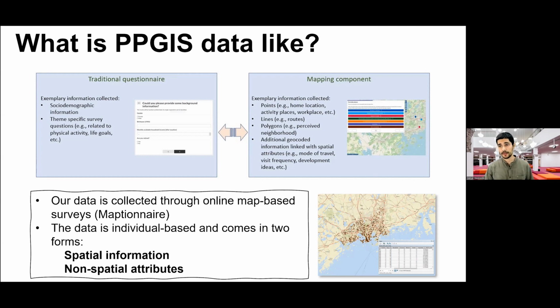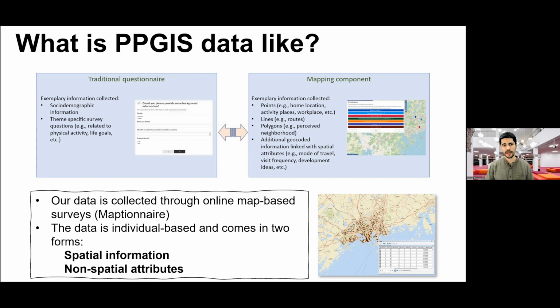And then we have a mapping component. This is what makes PPGIS different from a traditional questionnaire. So we have a traditional questionnaire part, and then we have a mapping component. People see a map, and then they're asked to map different things, to place different kinds of markings on the map and answer a number of questions about the different markings they place. The questions we ask and the type of markings we have depend on the project and what kind of information we need to answer our research questions.